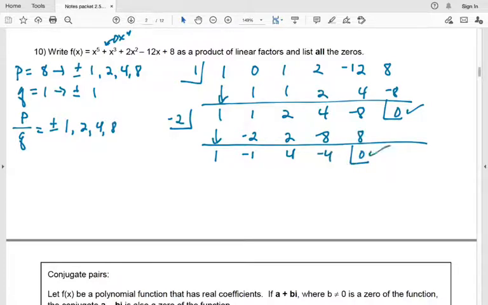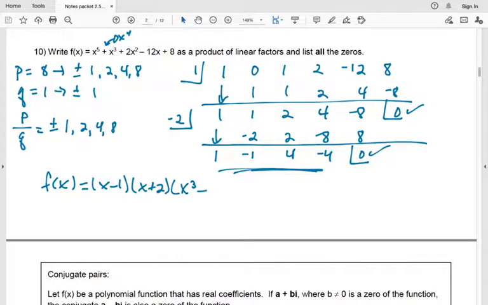And I get a remainder of 0, so that was one of my roots. Now, you can keep going and find another one if you want to. This one, though, if you can kind of tell, this isn't going to be too hard to factor. Right now, you know your factored form for this will be x minus 1 from that first root, x plus 2 from the second, and then our result right now is x cubed minus x squared plus 4x minus 4. We can factor that by grouping.